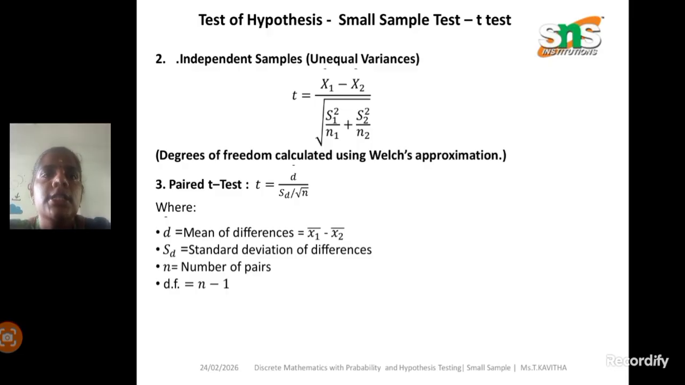Paired t-test: t is equal to d bar by sd by root n. sd is the standard deviation of the differences of the two means. If they have given two different sets of values, we can calculate the two means, that is x1 bar and x2 bar. For that we can also find two different standard deviations. This kind of problem will have degrees of freedom as n minus 1.